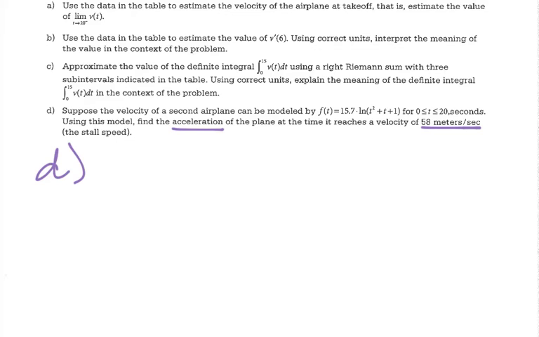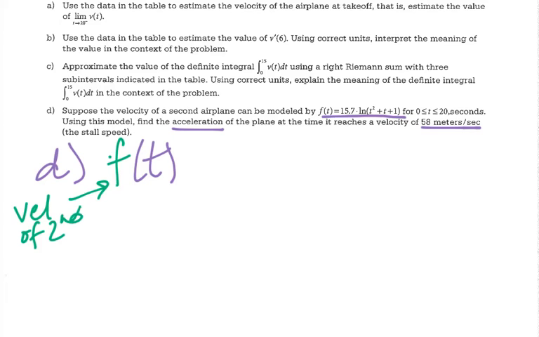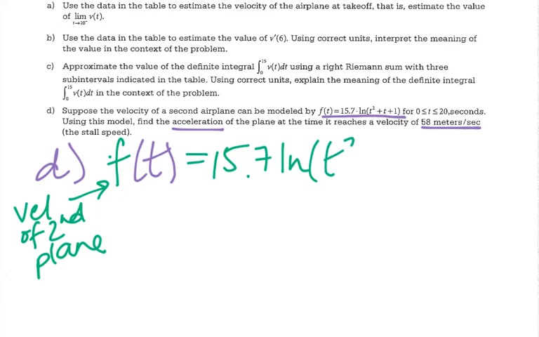So this is our velocity equation. So I'm just going to call this v of t. I know they've called it f of t. Actually, yeah, let's change this to f. But we'll just write that this is velocity of the second plane. Okay, so they want to know, when does this velocity equal 58? And then we need to find the acceleration at that time.